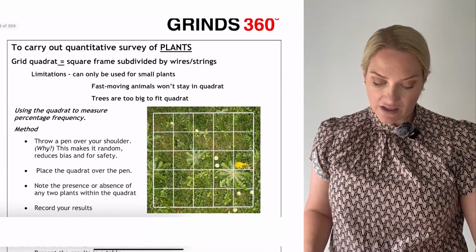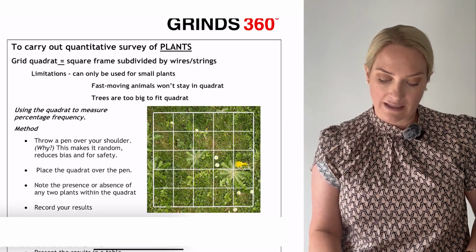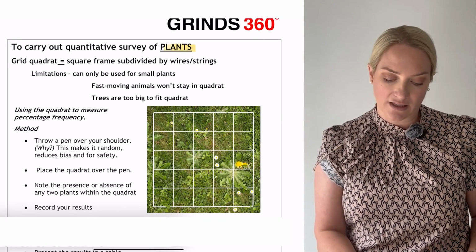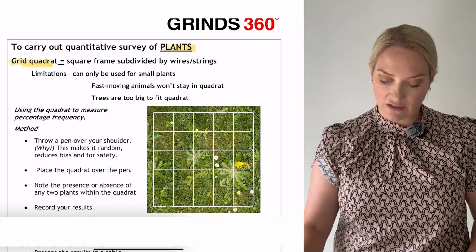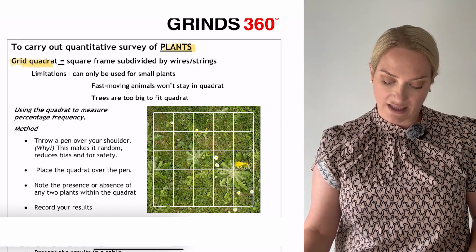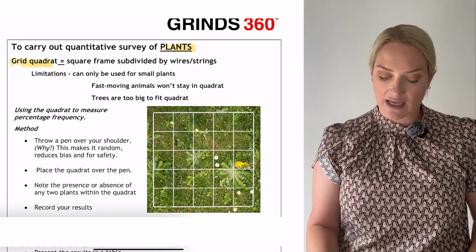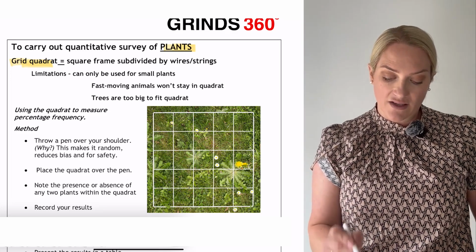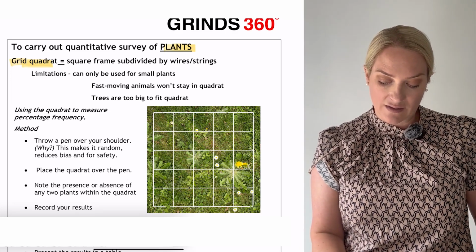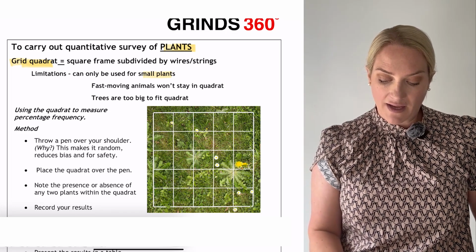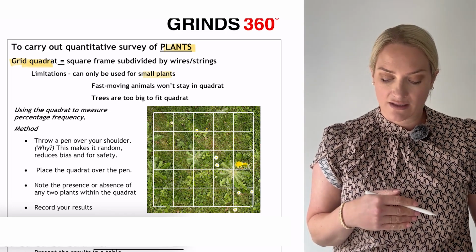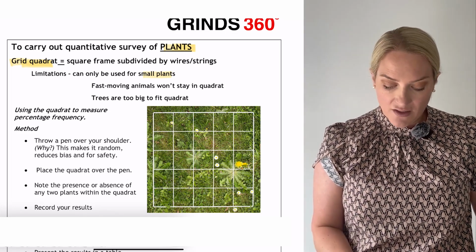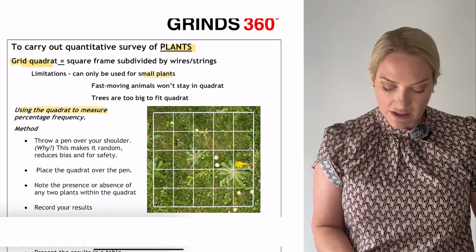So to carry out a quantitative survey of plants, you would use a quadrat. You might use a gridded quadrat here. It depends on what you have. Some of you might have a square frame with wires going across. The limitations are that it can only be used for small plants, really. Fast-moving animals won't stay inside a quadrat, and trees are too big. So use the quadrat to measure the percentage frequency.